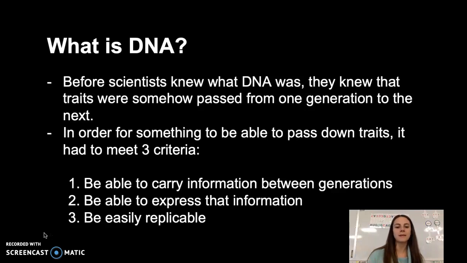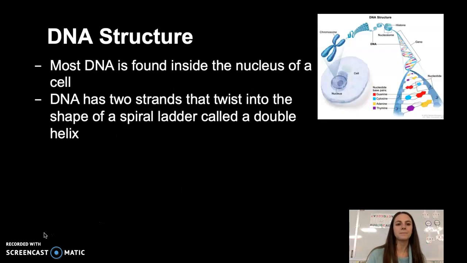So what could that be? And it has to be easily replicable. It has to be able to copy itself easily because we're always growing. And so all of the cells in our body have to have the same thing, whatever that thing is, which we now know is DNA.